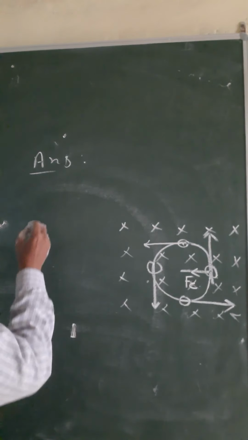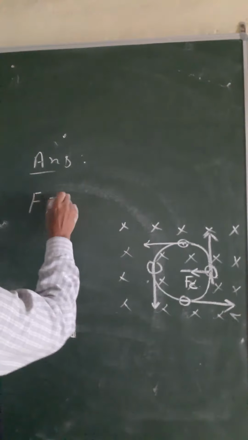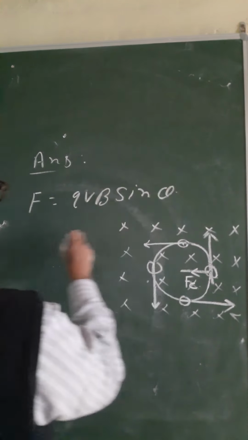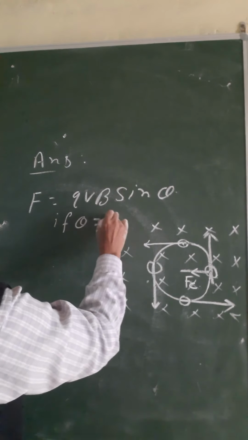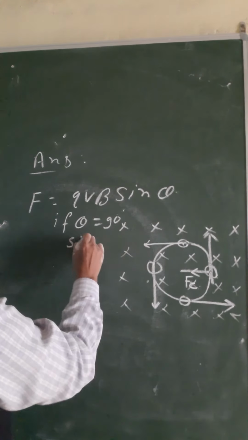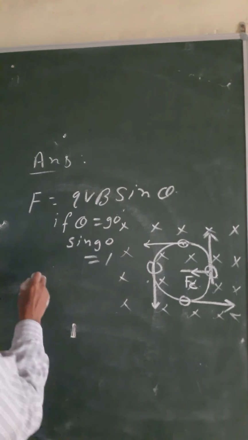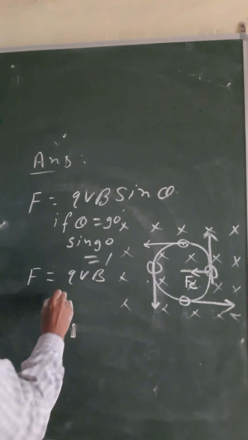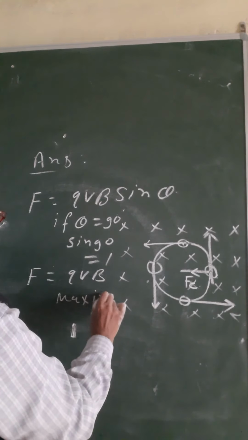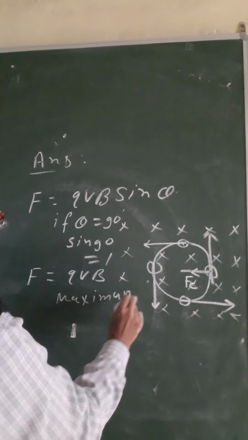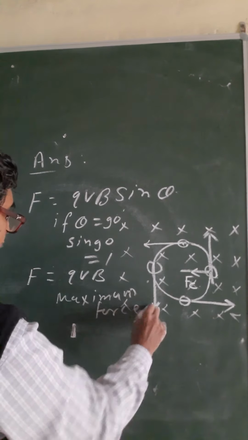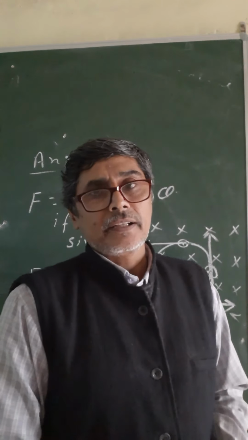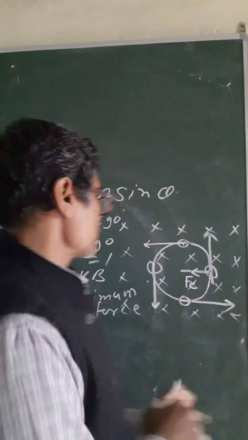In the first case, the force experienced will be qvB sin theta. If theta is equal to 90 degrees, sin 90 is equal to 1. Therefore, F is equal to qvB, and this is the maximum force. So, when a particle enters normally to the magnetic field, it experiences maximum force.